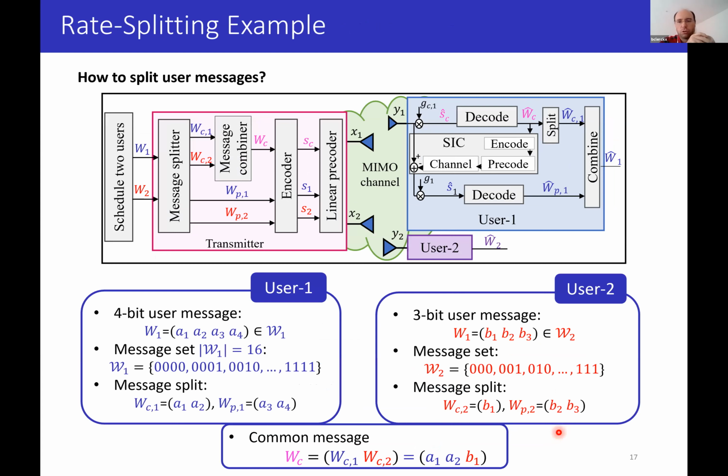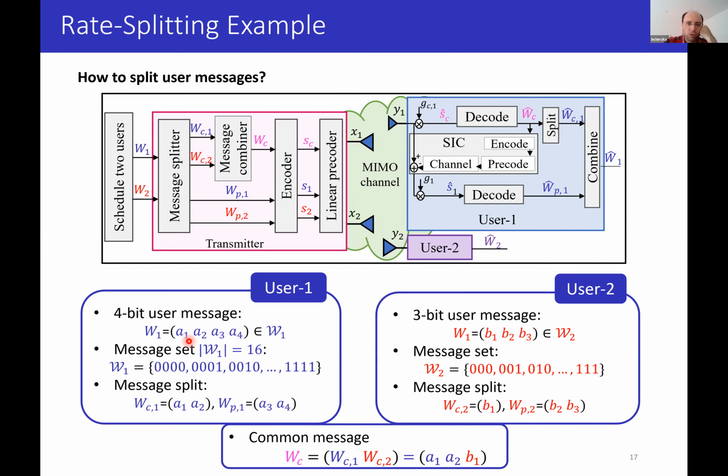So how do we split those messages? What does that mean at the bit level? Let me give you an example. Imagine I have 4 bits to transmit for user 1, and 3 bits to transmit for user 2. Those 4 bits can come from a message set that contains 16 elements, and 8 elements for user 2. And so the way the message split works is the following.